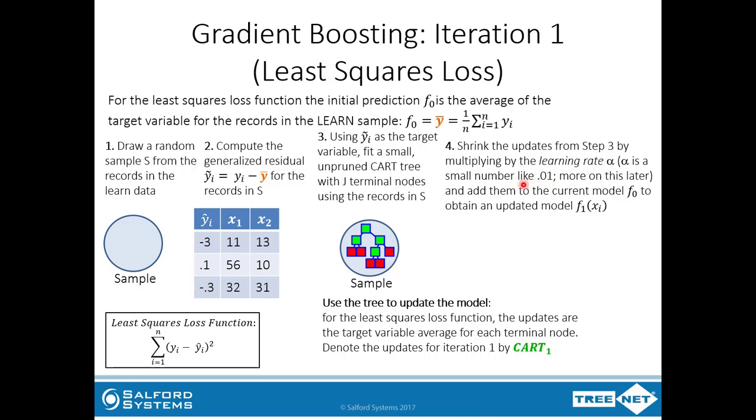What you're going to do is shrink the updates by alpha, and then add them to the current model, which in this case is just f0, and you'll then obtain an updated model, which we'll call f1. So your updated model f1 is equal to f0 plus alpha, which remember is the learning rate, times the updates, which we represent by cart1. We have the formula for f0, so we can plug in. So really it's just y bar plus our shrunken updates. So this is iteration 1.